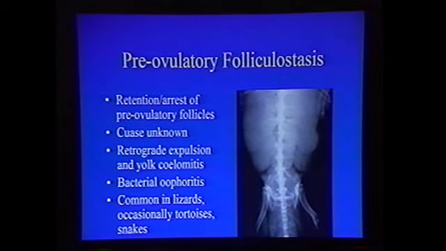Pre-ovulatory folliculostasis is occasionally seen, particularly in iguanas, and the cause for this process is not known, but it involves retention or arrest of the pre-ovulatory follicles. Retrograde expulsion of the follicles and subsequent yolk coelomitis occur. Bacterial ooferitis is very common in this condition, and although it's common in lizards, it's also occasionally seen in tortoises and snakes.